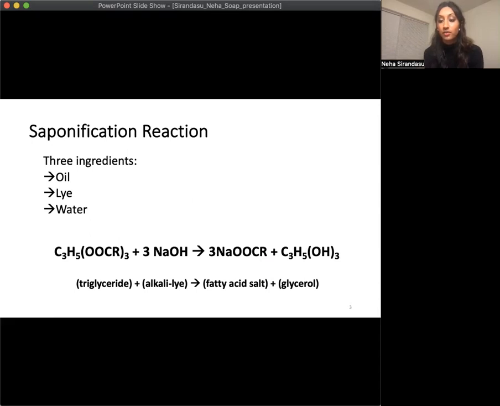If we look at the saponification reaction, we can see that triglyceride is derived from an oil, typically a vegetable or plant oil, that contains three fatty acid chains attached to a glycerol molecule. After it reacts with the lye solution, the lye dissolved in water, the hydroxide ions break the bond between the triglyceride and glycerol, which ends up producing fatty acid salt, otherwise known as soap.